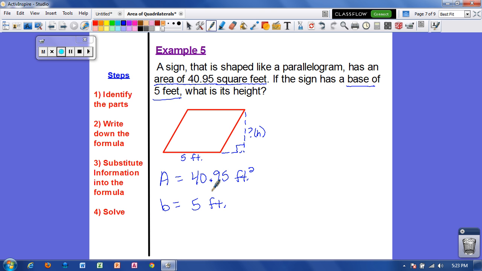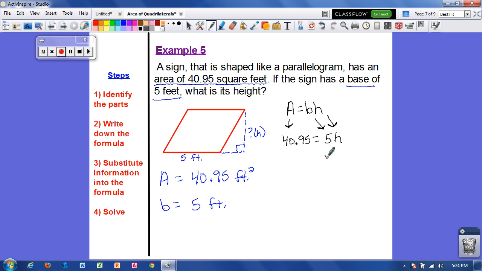So I've identified my parts. I'm just going to go ahead and write down the formula. So area equals base times height. That means that area of 40.95 equals the base of 5 times the height. And we don't know the height, so we just leave it as h.